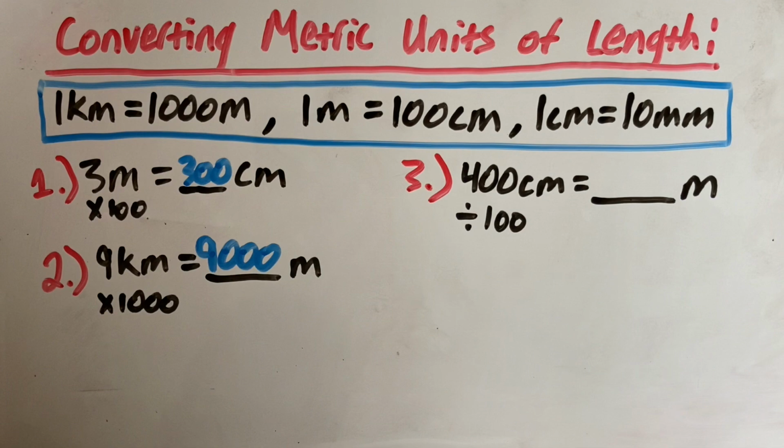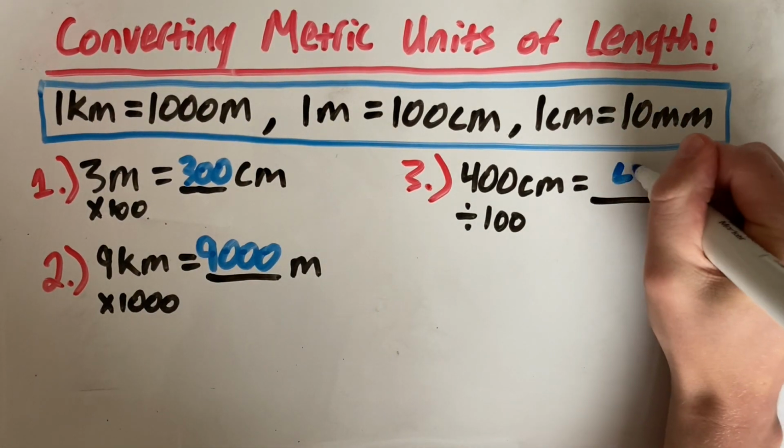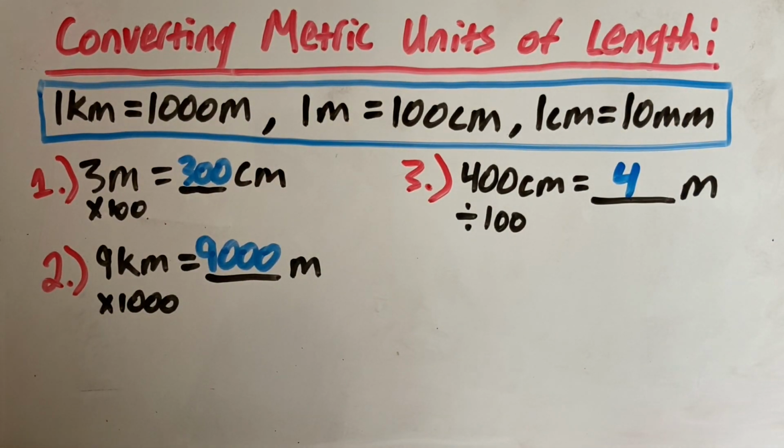We do the same in this problem. To go from centimeters to meters, you divide by 100. So 400 divided by 100 is equal to 4. So 400 centimeters is equal to 4 meters.